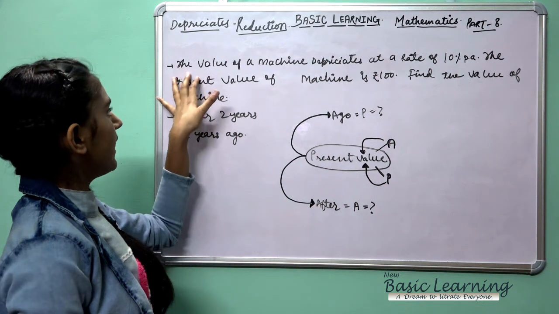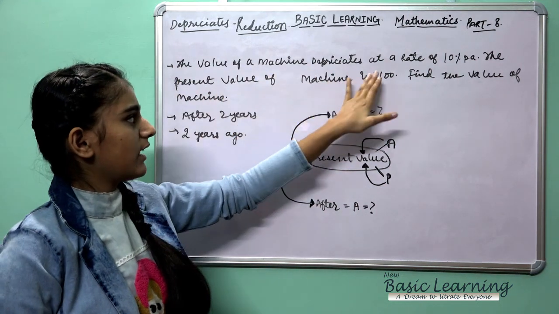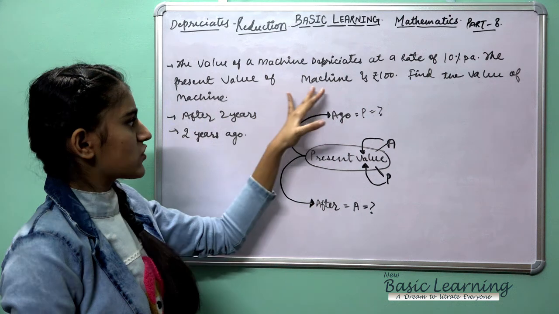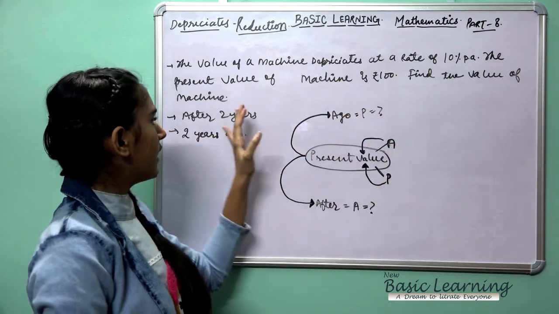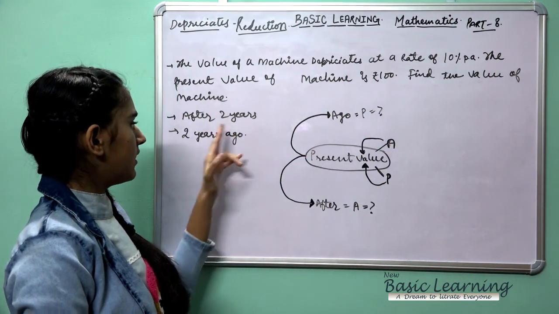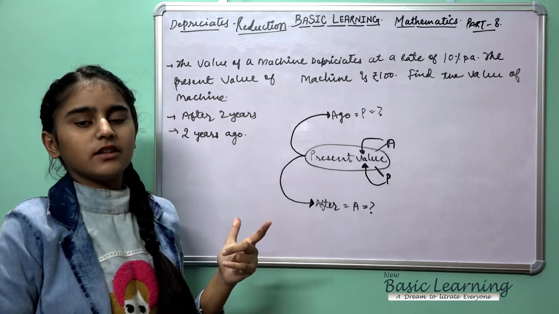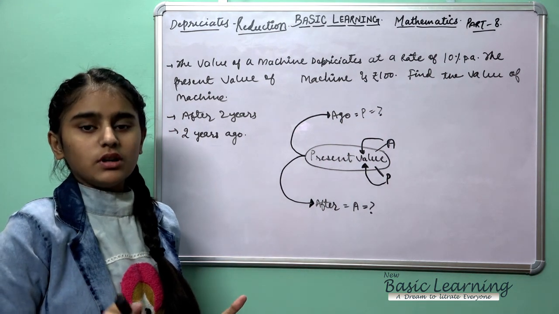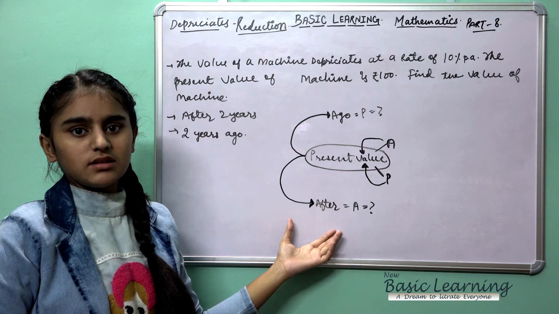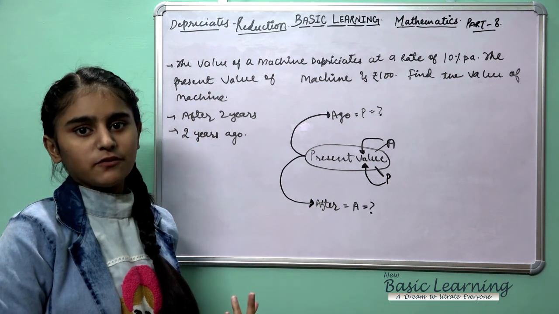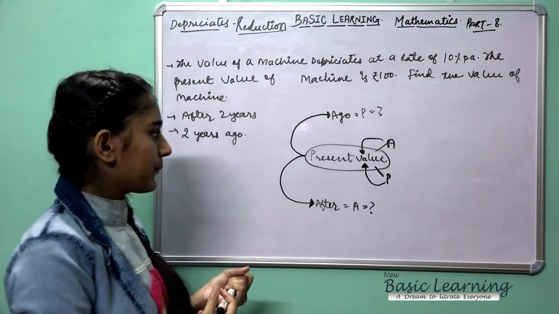Suppose the value of a machine depreciates at a rate of 10% per annum. The present value of the machine is rupees 100. Find the value of the machine after 2 years and 2 years ago. Now these types of questions are very important. There is a trick behind solving them, so I will tell you the trick.